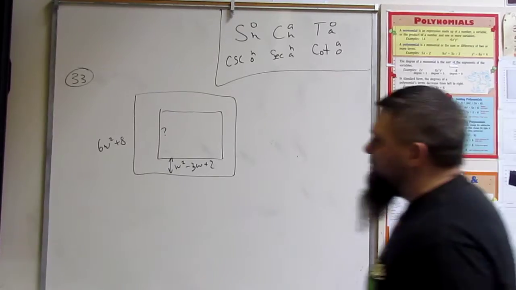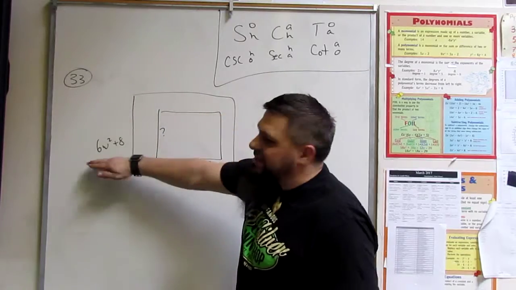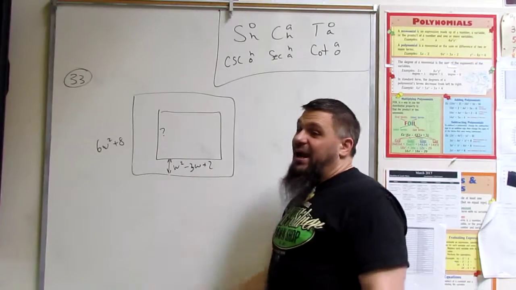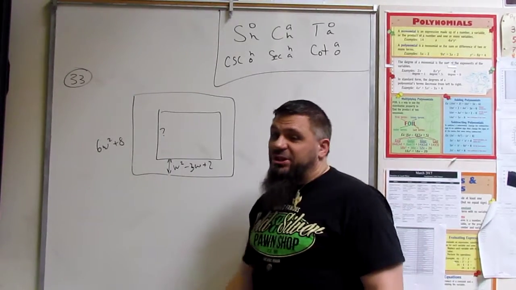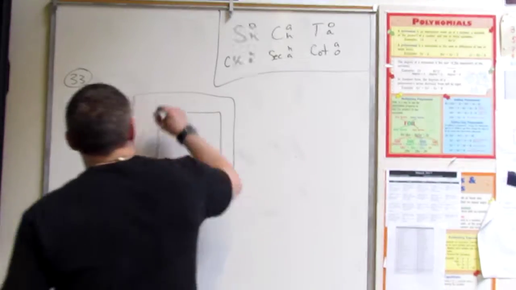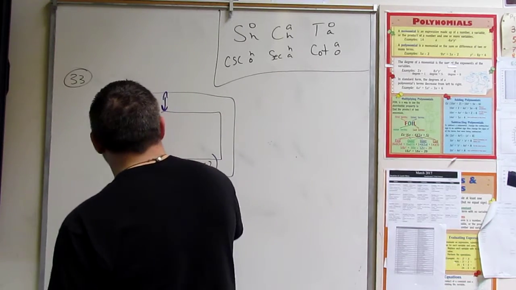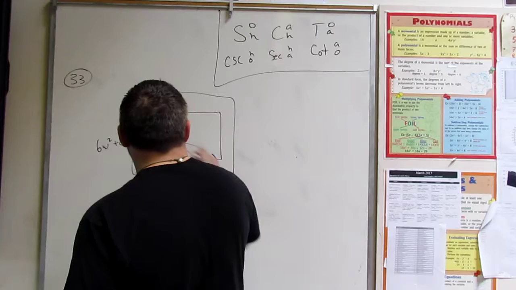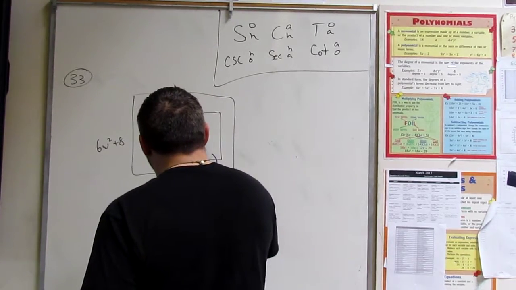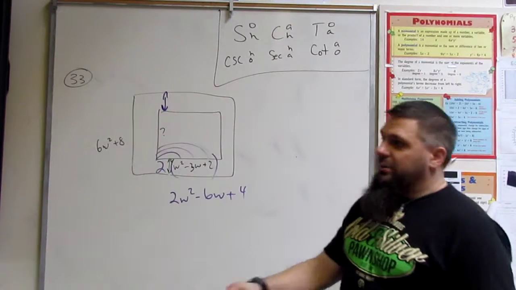Alright, let's try this one. This is a tough one. This one's saying that this side right here is 6w plus 8. And it's saying from here to here is w squared minus 3w plus 2. Okay? That means, hey, how big is this side then? The same. So actually there's 2 of these, right? So I got 2w squared minus 6w plus 4, right?